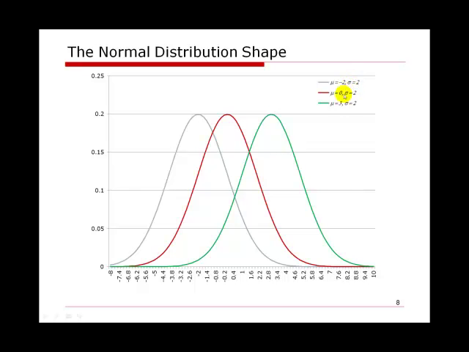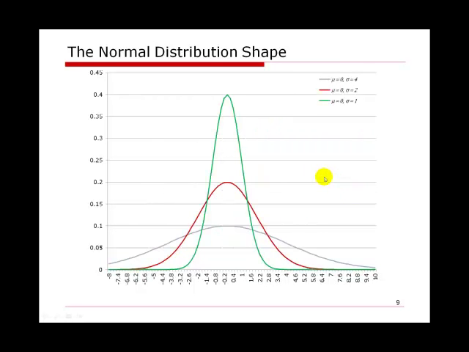But if we keep the standard deviation the same, then the shape of the curve will be exactly the same. Here is an example of three curves. These three curves have exactly the same mean. That is why you see that the center of the curve, or the middle of the curve, is exactly the same. But what is changed is the standard deviation.